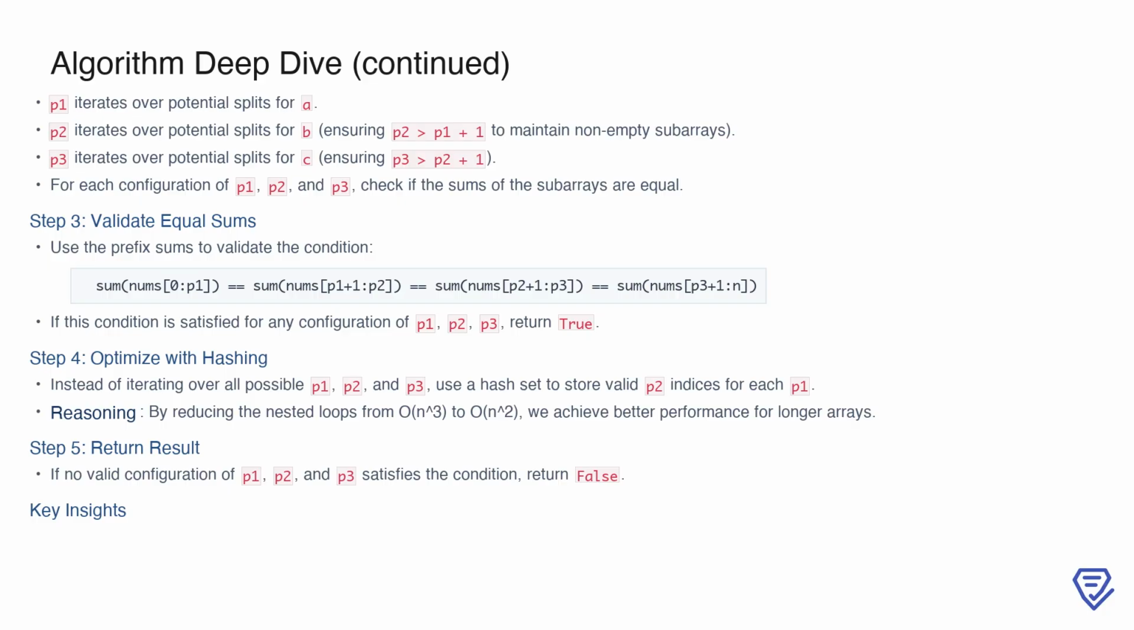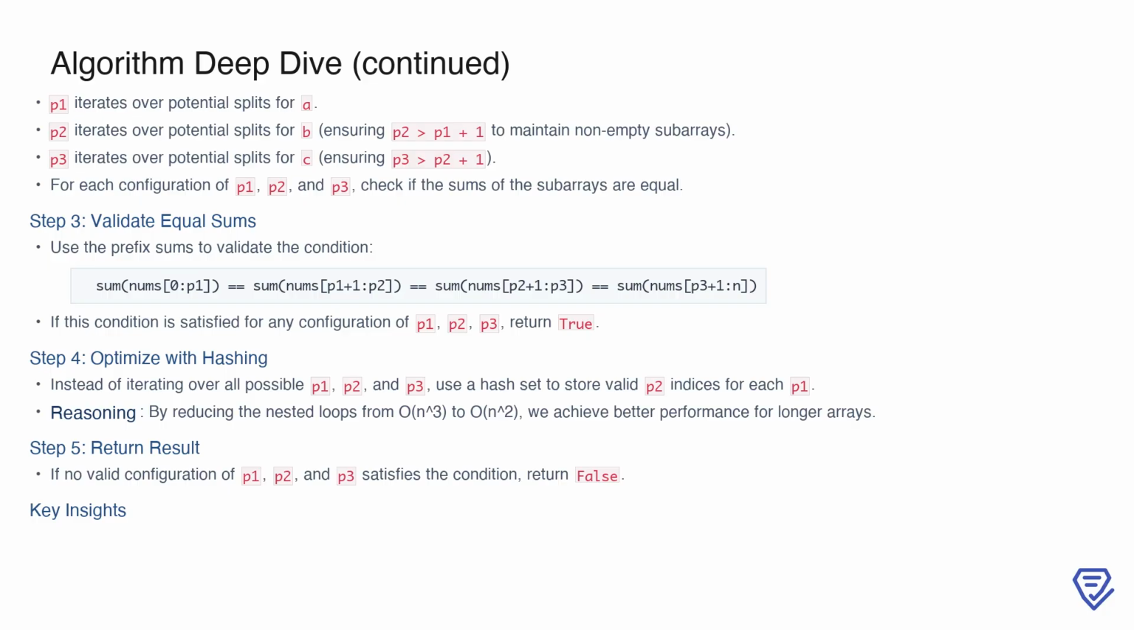The condition for a valid partition is sum(nums[0..P1]) equals sum(nums[P1+1..P2]) equals sum(nums[P2+1..P3]) equals sum(nums[P3+1..n]). If this condition is satisfied for any configuration of the split points, we can immediately return true since a valid partition exists. To optimize this process, we replace the 3 nested loops with a more efficient approach.